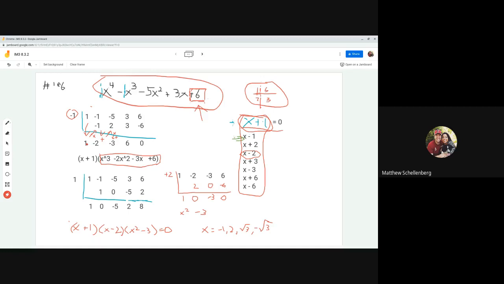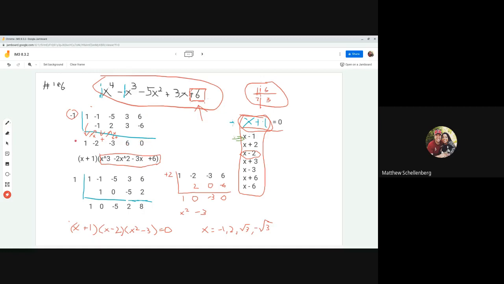1 times negative 1 is negative 1. Add them up, you get minus 2. Minus 2 times negative 1. I'm always going back to this number here. Minus 2 times negative 1 is positive 2. Negative 5 plus 2 is negative 3. Multiply by negative 1, and that gives me positive 3. Add them up, I get 6. 6 times negative 1 is negative 6. Add them up and get 0.